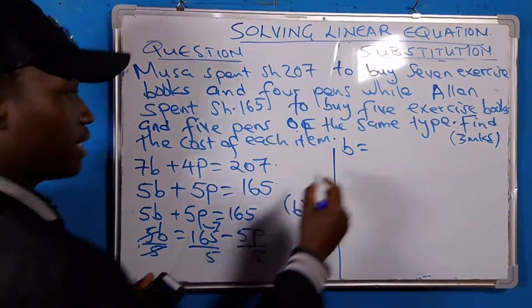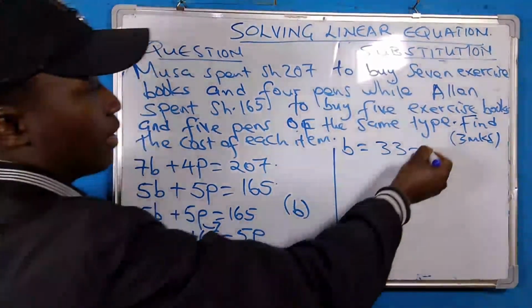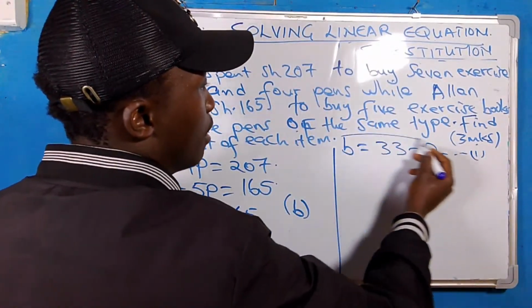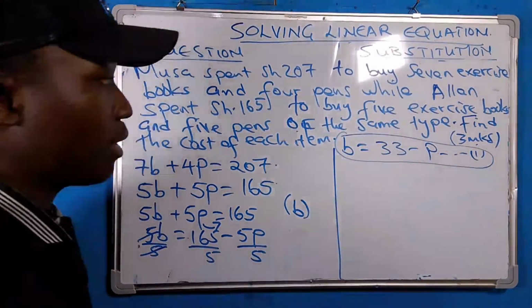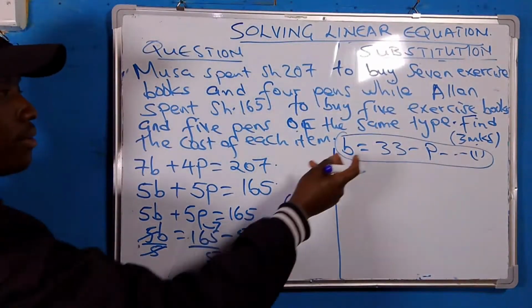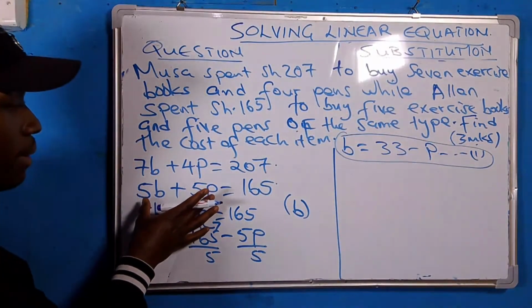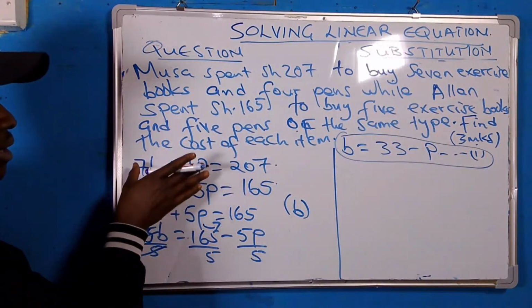That will give us 33 minus 5p divided by 5 is p. And that will be our equation number 1. So once we get that as our equation number 1, we will now substitute this in our first equation. Since we have used the second as the domain, we now take our substitute to the first equation.